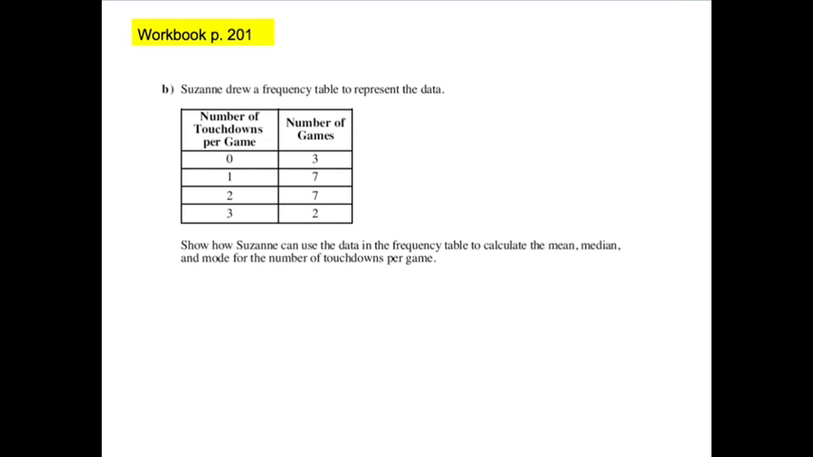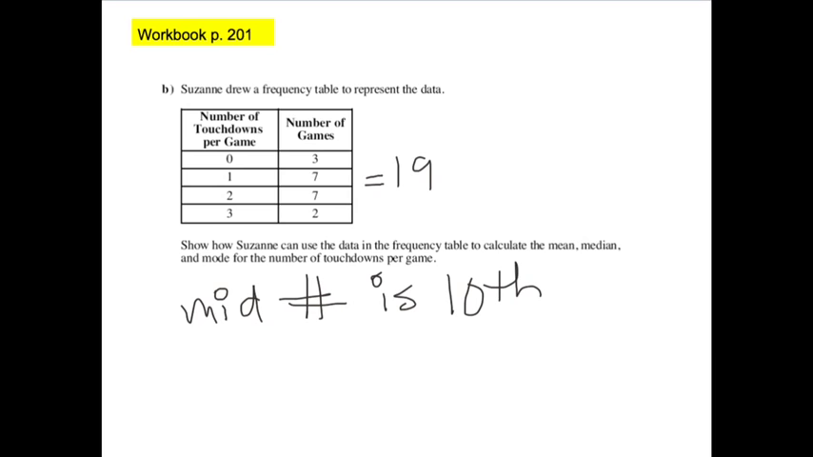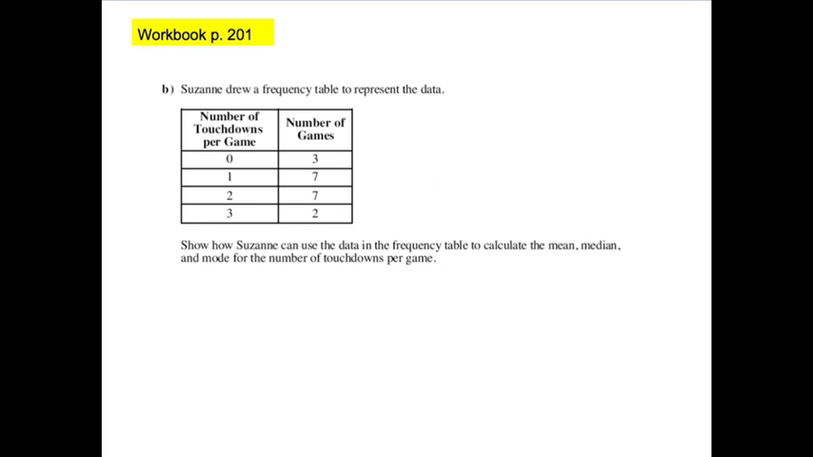For the median, it's a bit trickier, but we have to keep in mind there's 19 items here, and the middle number would be the 10th. Okay, and the 10th number in this series, if you take a look at it, would be 1. So that would be your median. Mode is super easy with a frequency table, because all you need to do is pick out the largest frequency. In this case, the mode is 1 and 2, because there are 7 games each where this occurred.